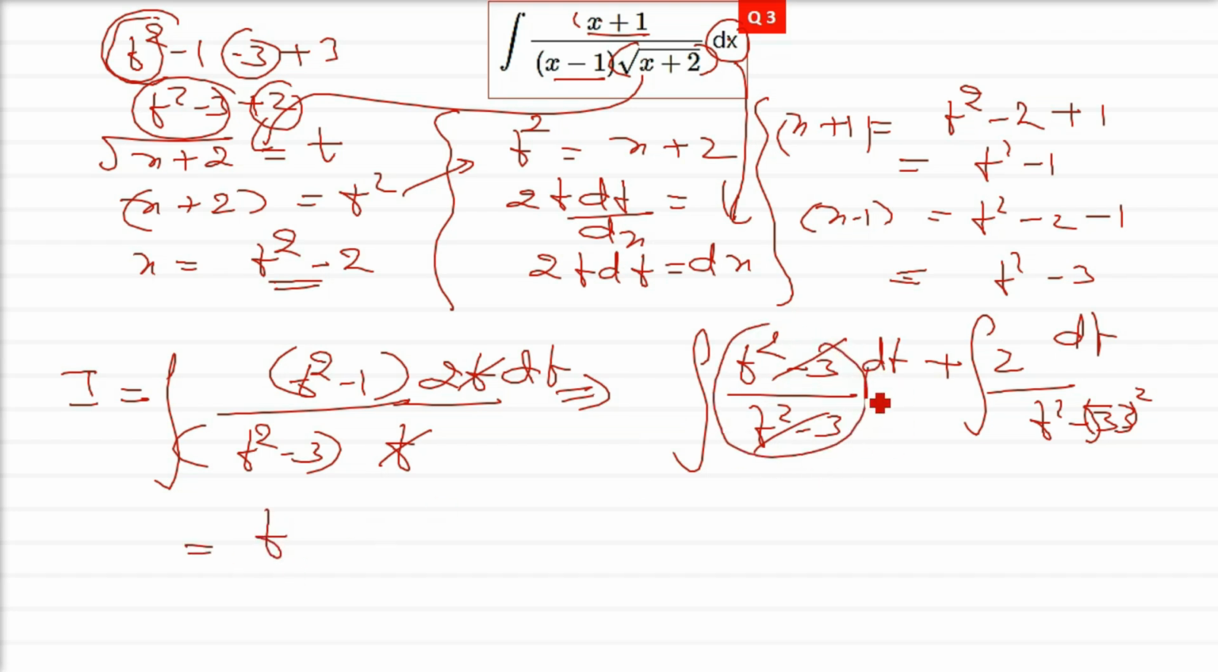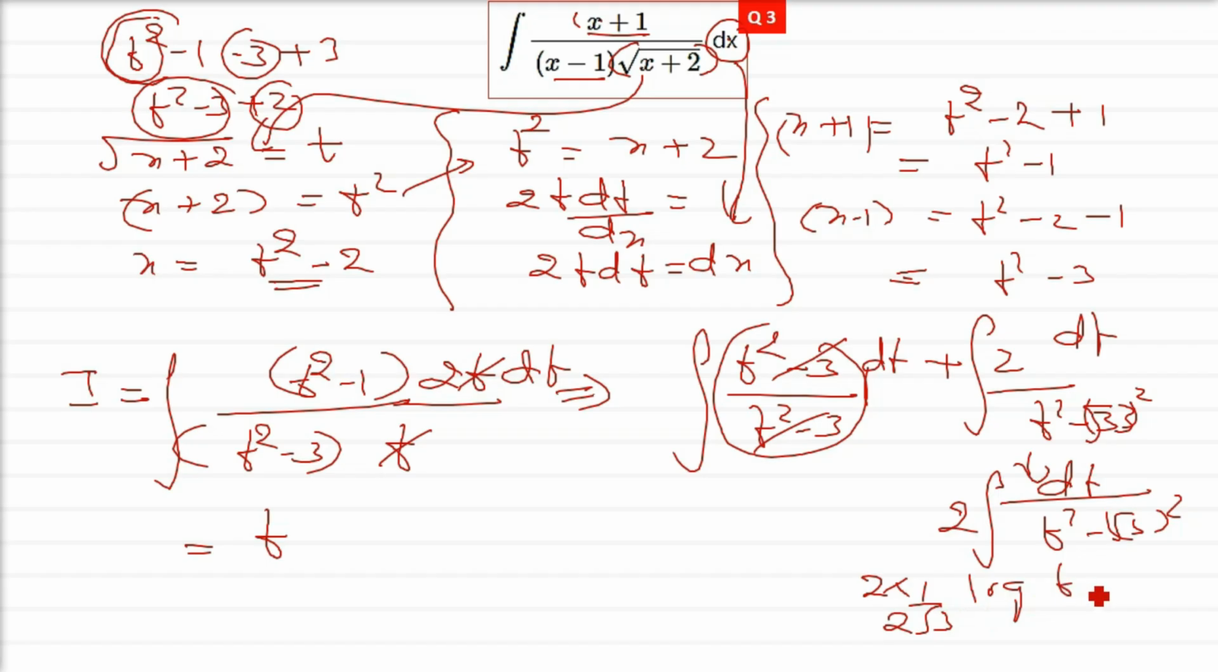So this is integration of t. 2 is also there. I've missed writing it, but 2 is also there because 2 will be multiplied with both the terms. The second term, 2 dt divided by t square minus root 3 whole square. It is x square minus a square integration. So 2 into 1 by 2 root 2. It will give you log t minus root 3 by t plus root 3. 1 by 2a log x minus a by x plus a is the result.